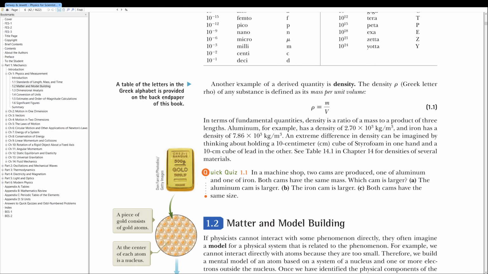And then we also have derived quantities that are based on the fundamental quantities. Like, for instance, density is mass divided by volume. And volume is length cubed, right?